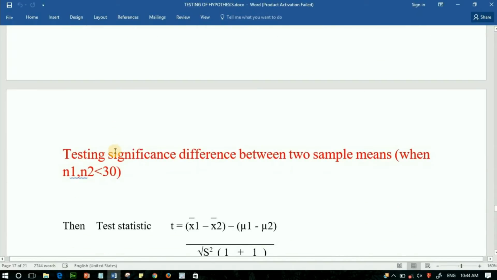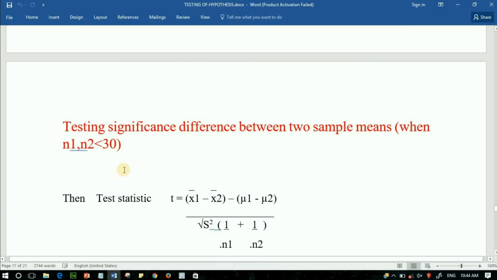Then the second part, where two samples are given. We have to check whether the means are equal. Here also the sample size is less than 30. If it is greater than 30, we apply the z-test. If it is less than 30, we apply the t-test.